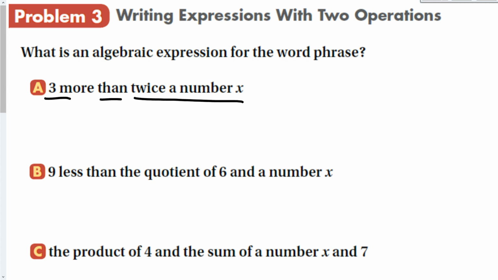and twice the number x means that we're going to make something twice as big. And the way we make something twice as big is multiply it by 2. So we're going to take 3 plus 2x.